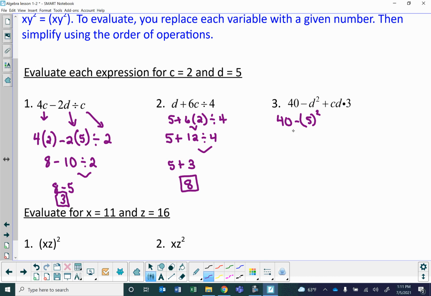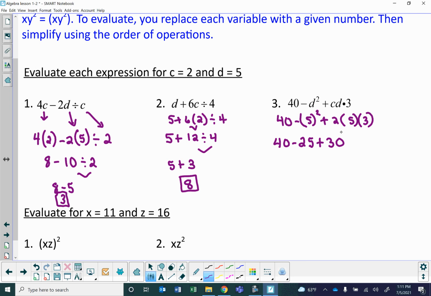Okay, so I have 40 minus 5 squared plus c happens to be 2, d happens to be 5, and we're going to multiply that by 3. So order of operations, keep the 40. Keep the subtraction. 5 squared is 25. Plus 2 times 5 is 10, 10 times 3 is 30. So we did the exponent and then we did all the multiplication.